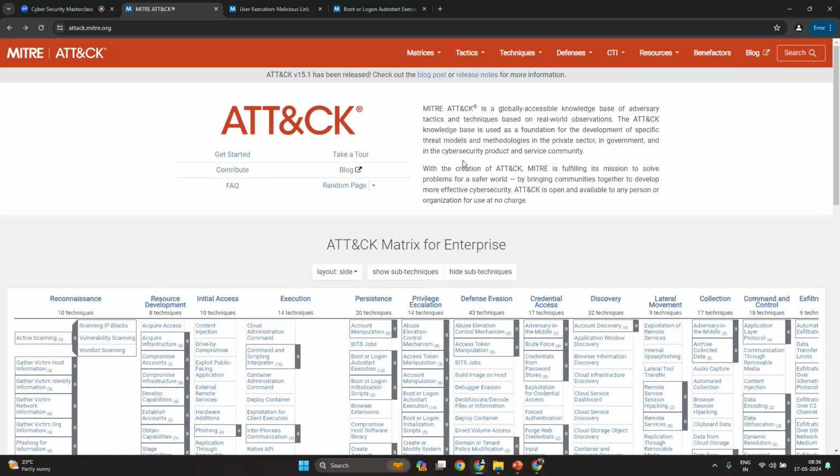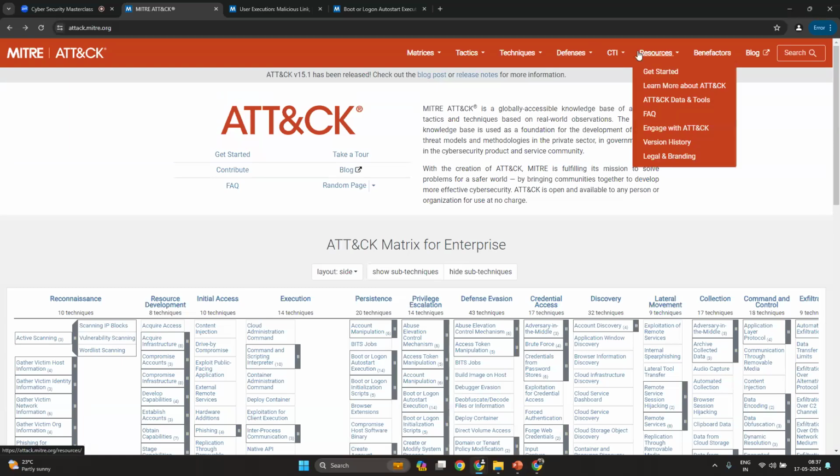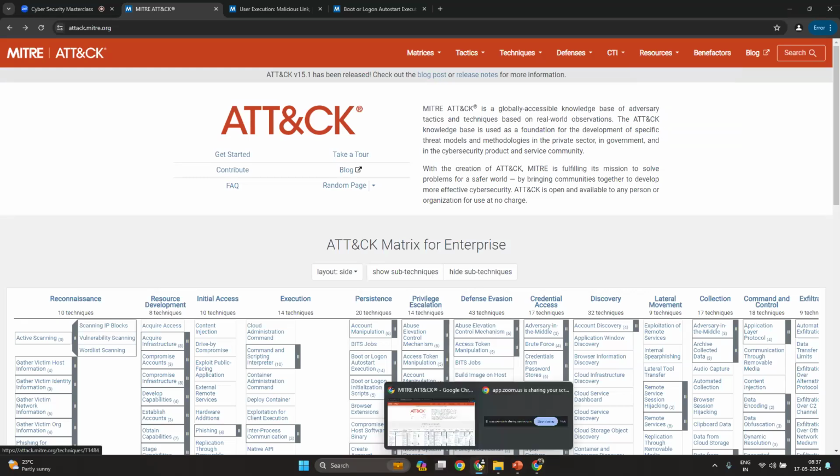If anybody's interested in going a little deeper into the MITRE framework, this would help with your interview preparation. Understanding the MITRE framework is important. How are we going to map these MITRE TTPs, tactics?